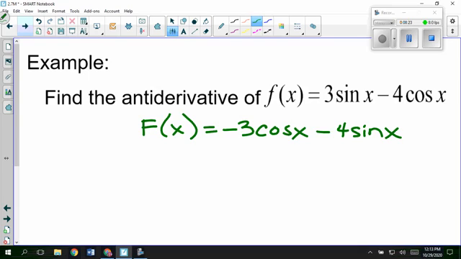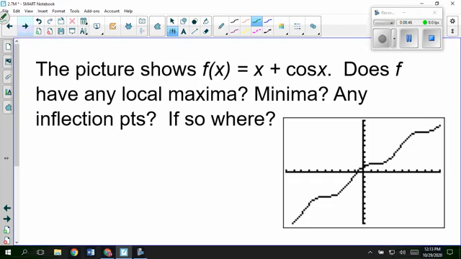You can certainly double check by taking the derivative of that and seeing if you get back to things, and just always good practice. The derivative of cosine is negative sine, so that negative negates the negative, returning us back. And derivative of sine is cosine, so that also takes us back to those terms. Those are pretty straightforward. Okay, let's look at one other example here that leads us into using that.